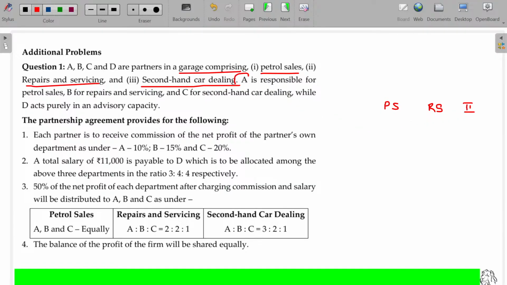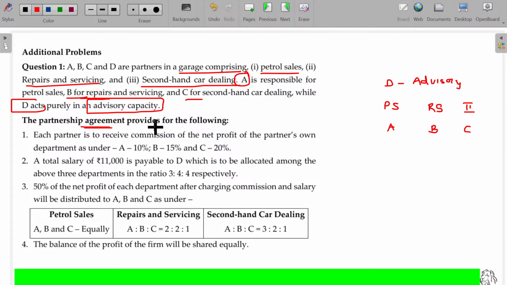And who is in charge? A is responsible for petrol, B is for repairs and servicing, C for second hand. So each partner will be responsible for one division. And one more partner is there, D, who takes care of the entire organization as an advisor.